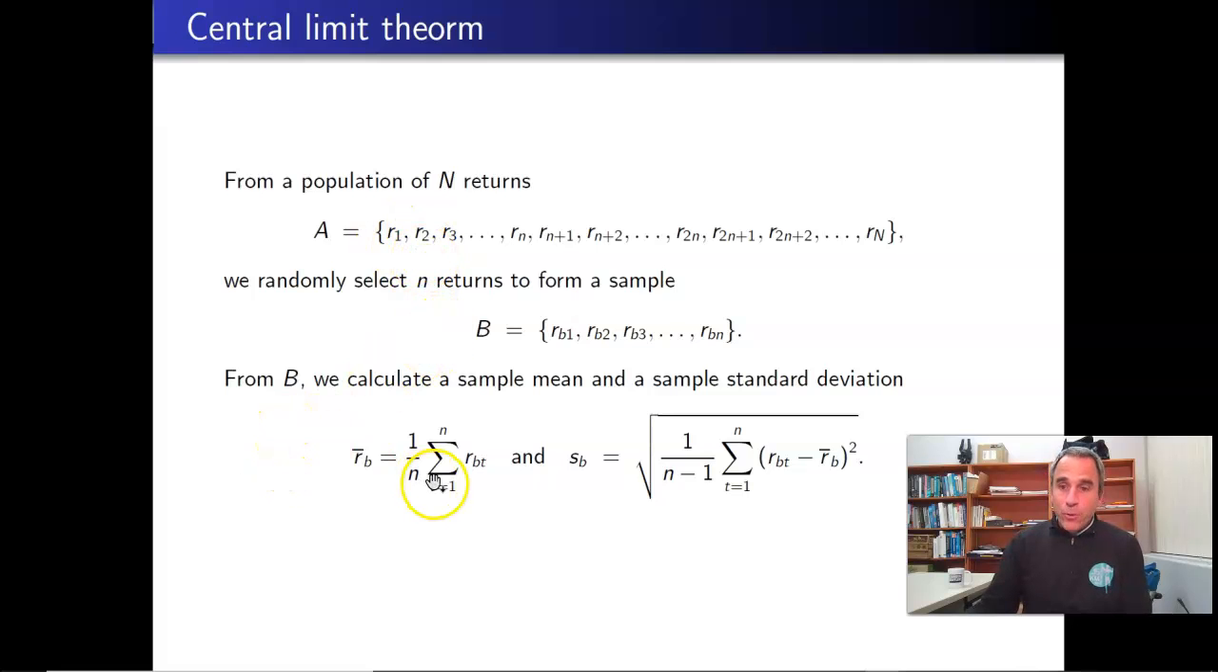From B, we can calculate a sample mean, the average of the values in B, and we can calculate a sample standard deviation: the sum of all elements in B minus the sample mean to the power 2, divided by n minus 1, to obtain a non-biased estimator of the true standard deviation of the population. Good.